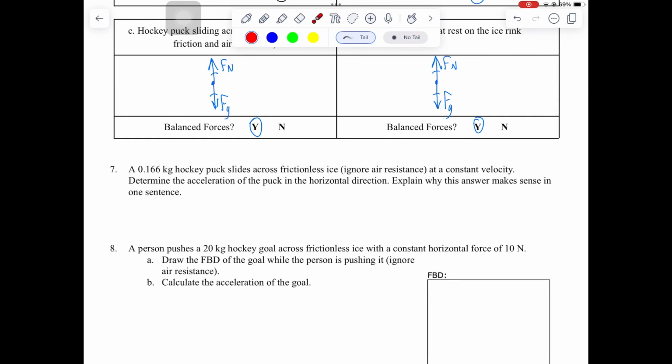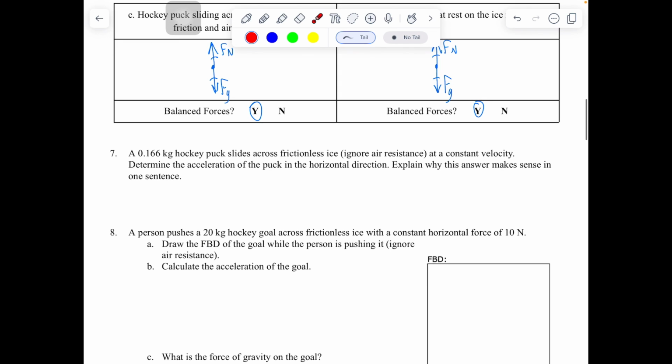Alright. Number 7. A 0.166 kilogram hockey puck slides across frictionless ice at a constant velocity. Determine the acceleration of the puck in the horizontal direction. Explain why this answer makes sense in one sentence.